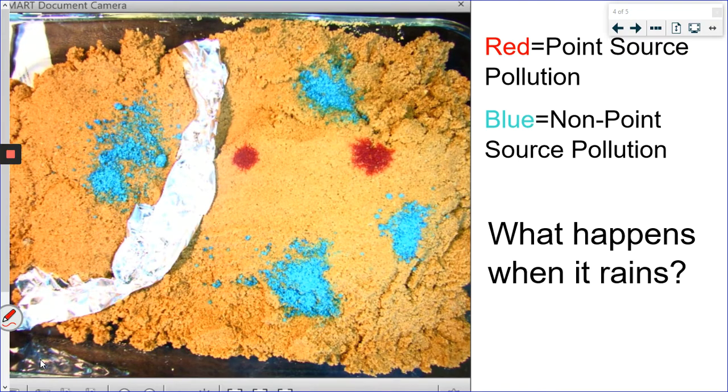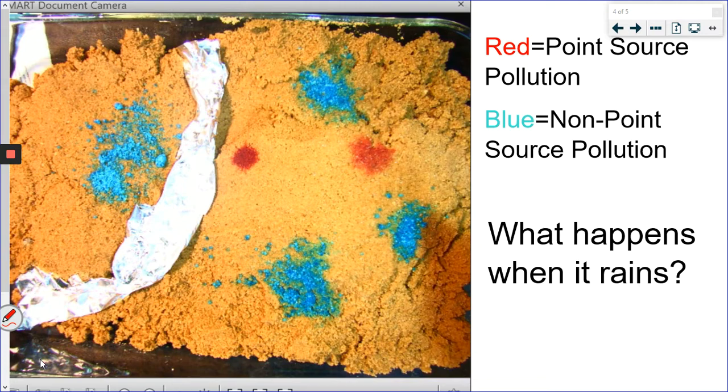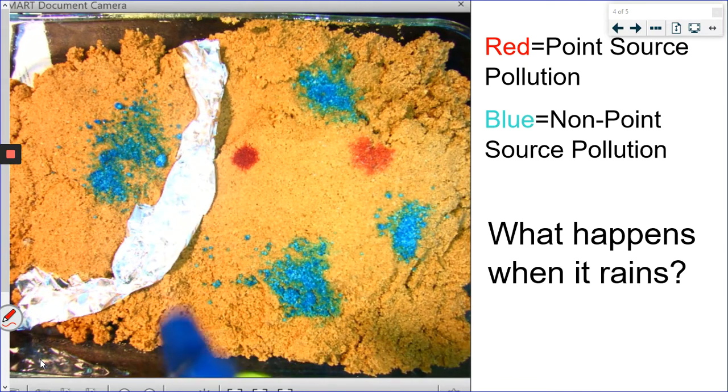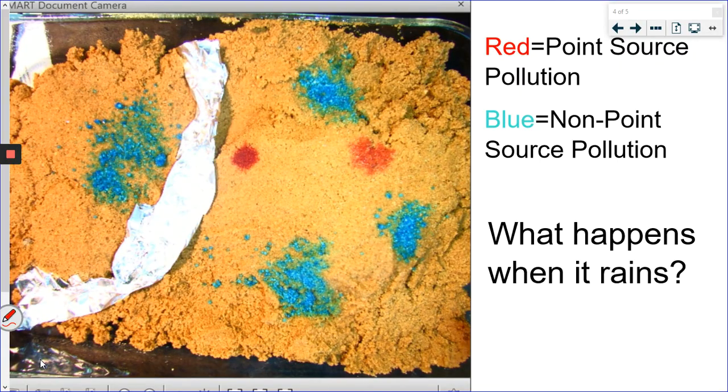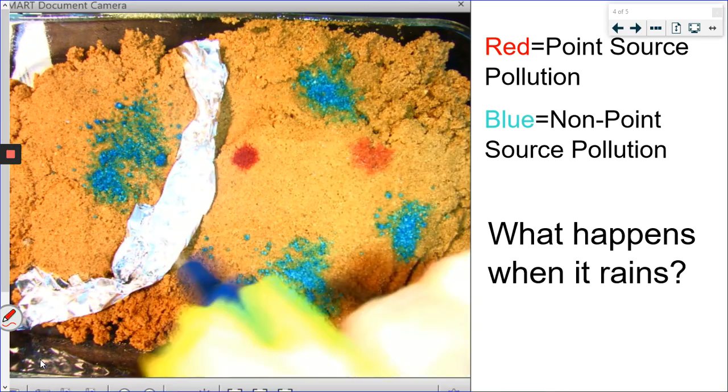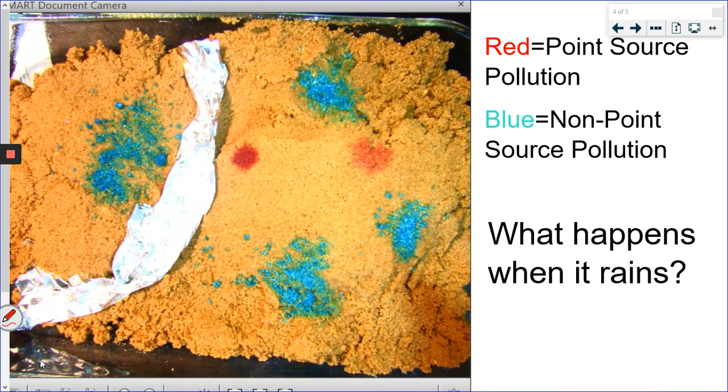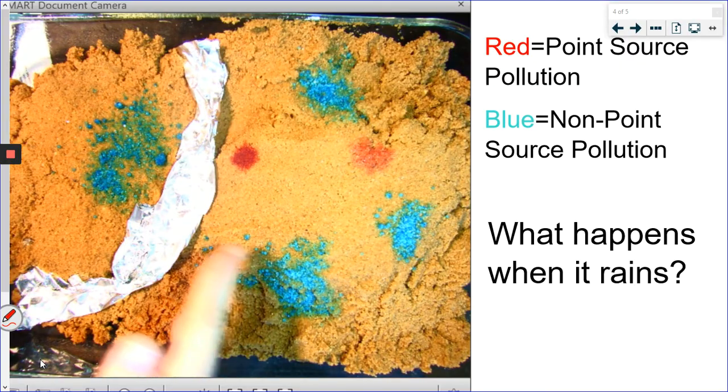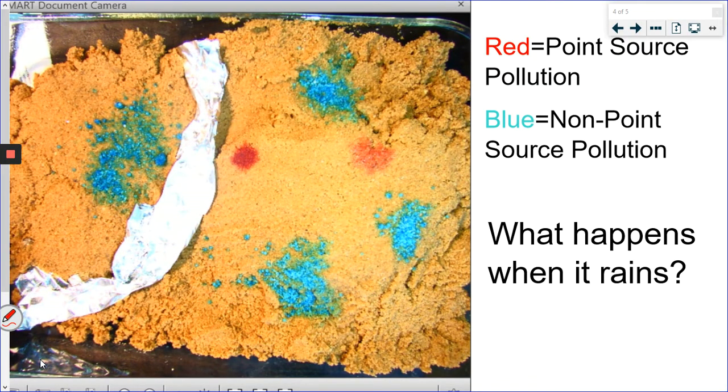So think about what happens when it rains. It starts to rain, and you're going to see things start to change. They're going to start to spread. And you can see that the non-point source pollution is spread over a lot bigger area. And over time, that is going to run off and run down into the river system. So two very different types of pollution.